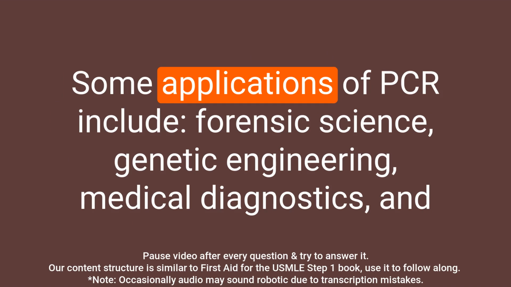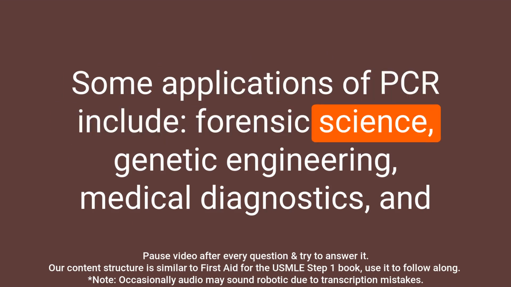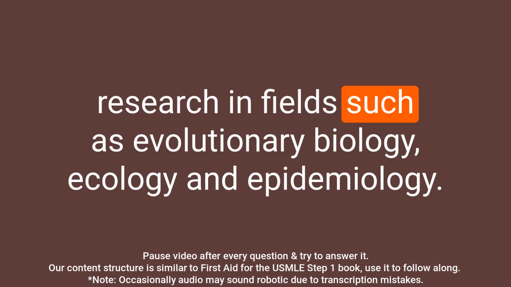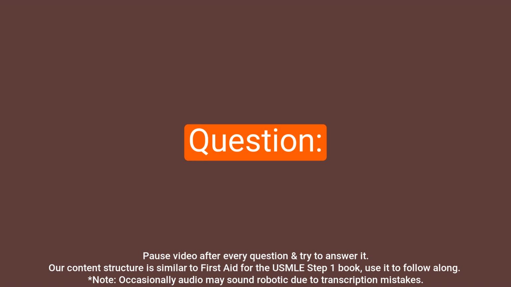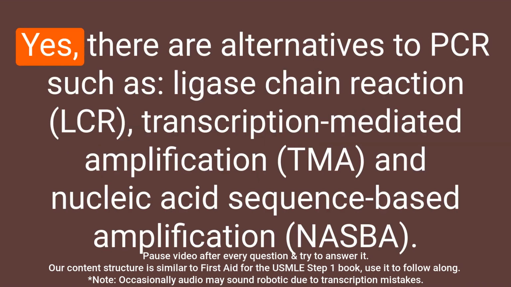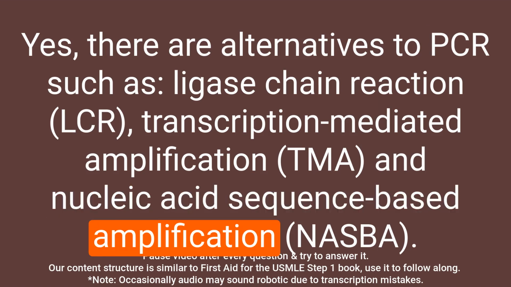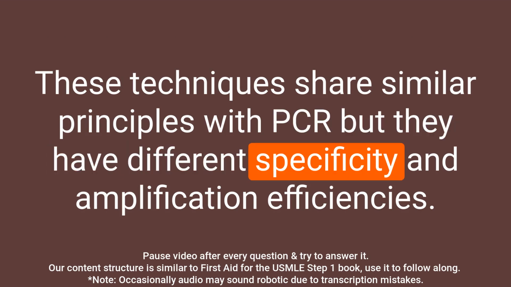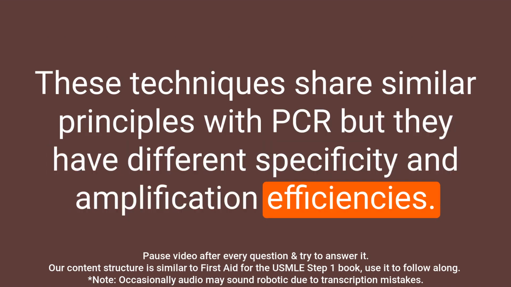Question: what are some applications of polymerase chain reaction? Answer: some applications of PCR include forensic science, genetic engineering, medical diagnostics, and research in fields such as evolutionary biology, ecology, and epidemiology. Question: are there any alternatives to polymerase chain reaction? Answer: yes, there are alternatives to PCR such as ligase chain reaction, transcription-mediated amplification, and nucleic acid sequence-based amplification. These techniques share similar principles with PCR, but they have different specificity and amplification efficiencies.